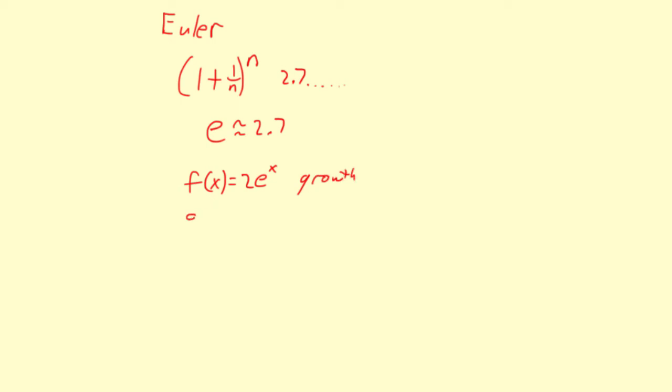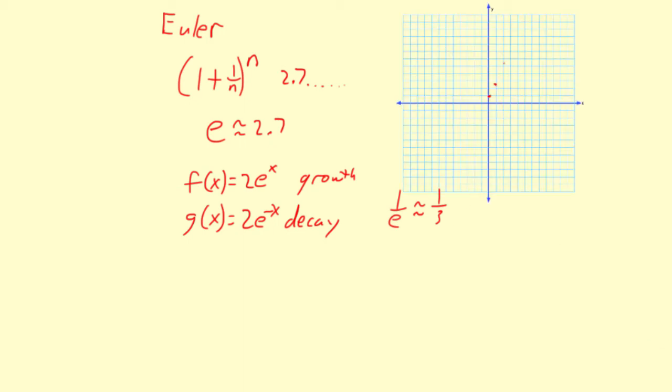If you had g of x equals 2 times e to the negative x, that would be decay because 1 over e is about 1/3 or so, because it's 1 divided by 2.7. So the growth factor would be between 0 and 1. That would actually be a decay factor. So these graph just like regular exponential growth functions.